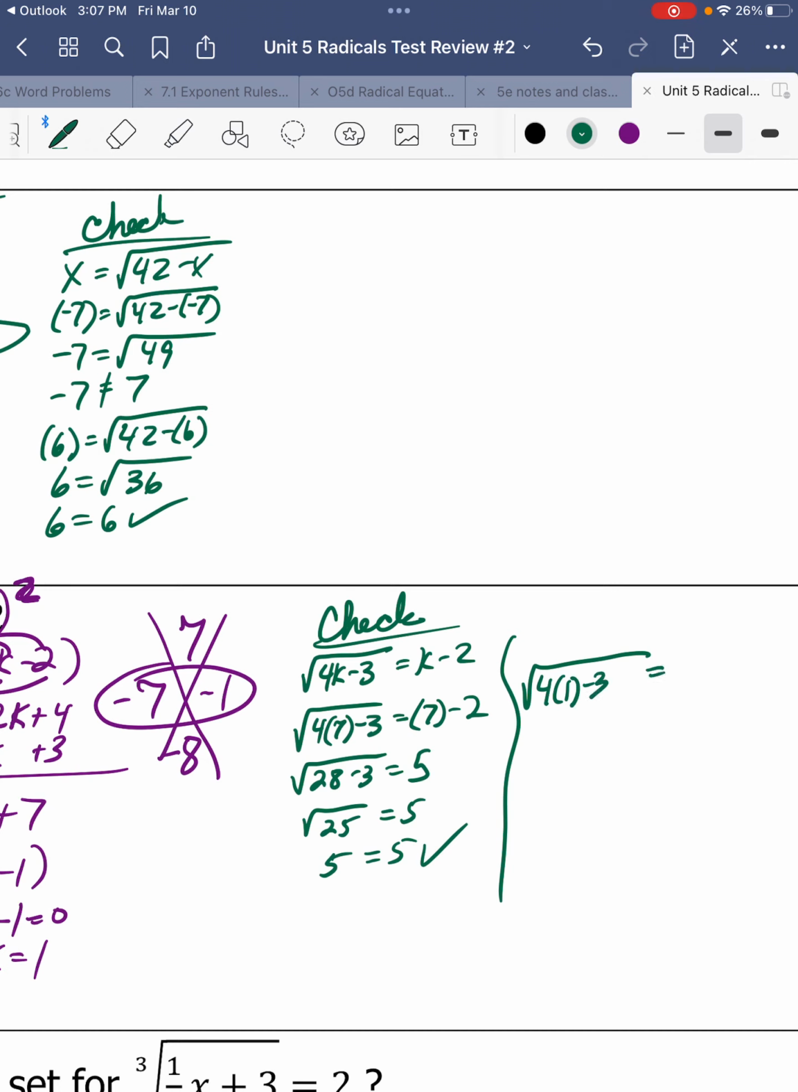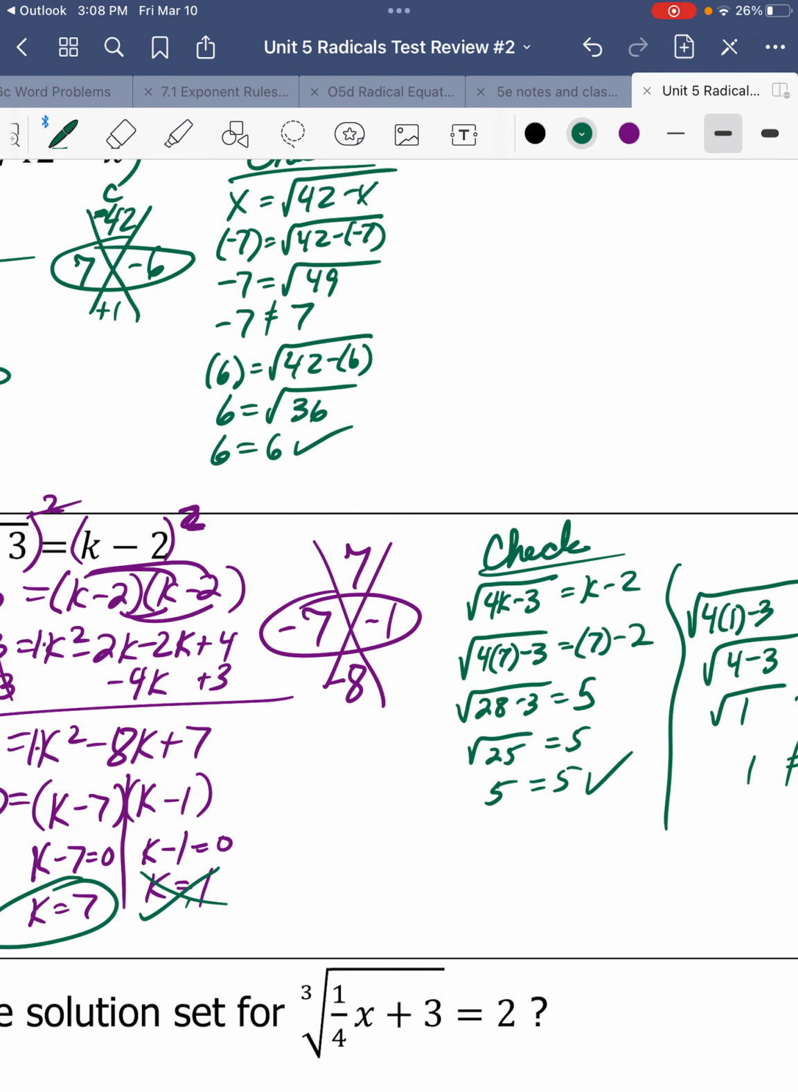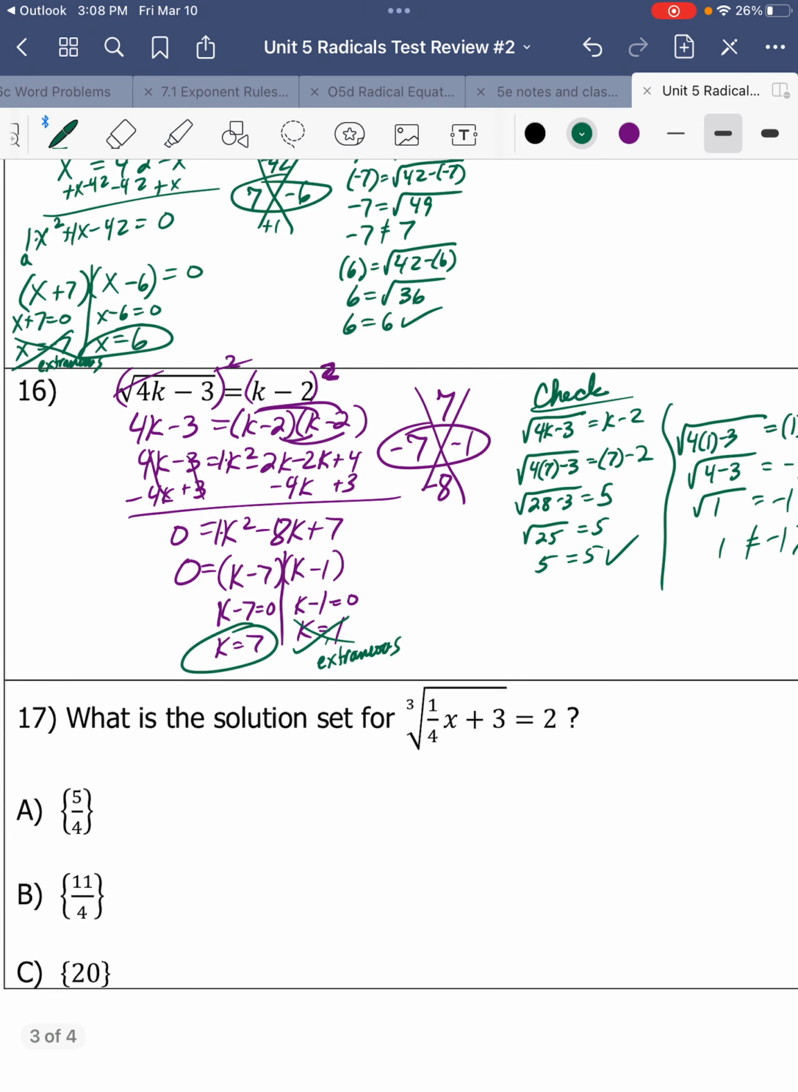So when we put 1 in, we got square root of 4 times 1 minus 3 equals 1 minus 2. 4 times 1 is 4, minus 3 is 1, square root of 1. My goodness. It's Friday, people. Struggling. Square root of 1 is 1. Right side, that's going to be -1. 1 does not equal -1, so that's no good. So that is an extraneous solution. You can either just cross it out, or you could say it's extraneous.